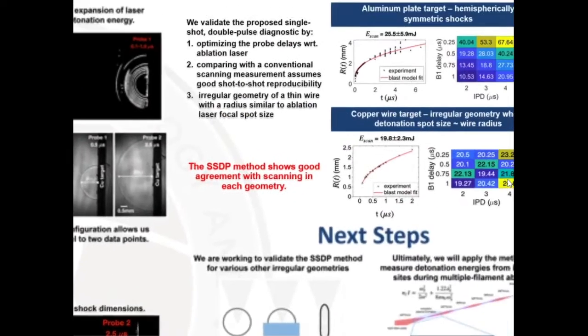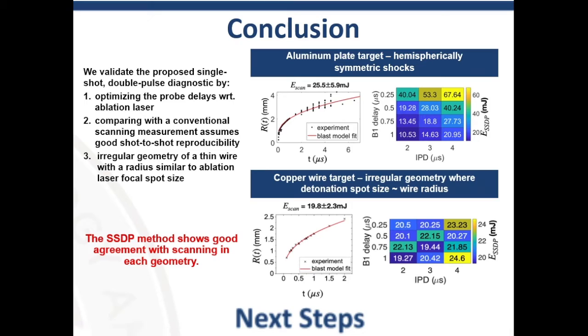To validate our method, we compare the measured detonation energies from our single-shot double pulse technique to those measured using the more common scanning technique. 2 examples for different geometries of the scanning measurement are shown here. We find that the single-shot double pulse method shows good agreement to the scanning method. We also perform a parameter scan to determine the combination of probe beam delays that would yield the most consistent result with the typical scanning measurement.